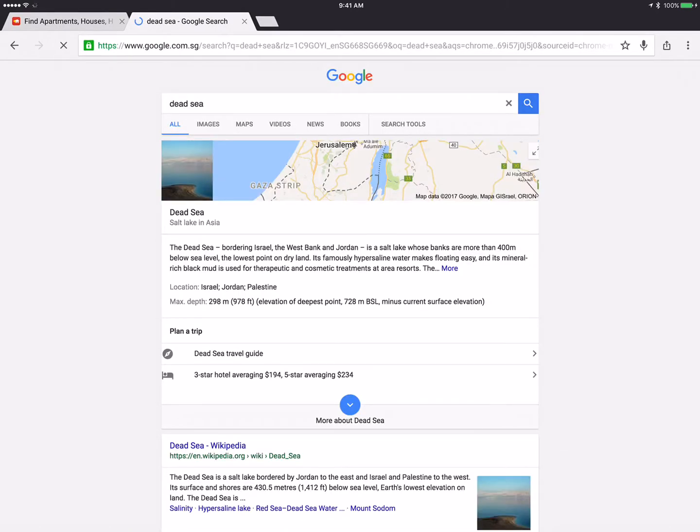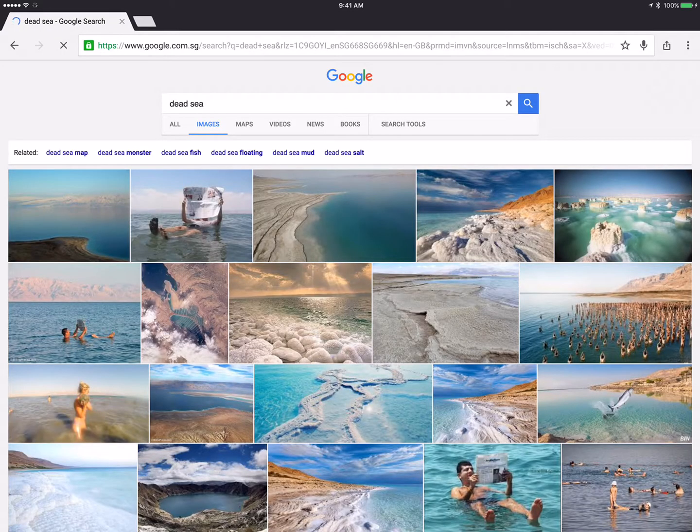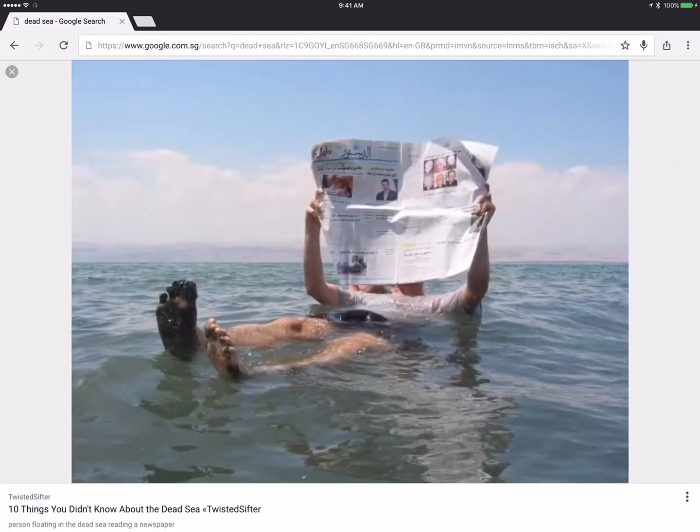Dead Sea. Okay, see what he's doing? He's reading a newspaper with his leg up here. Why can he float? How come he can float? Because the water is very salty.